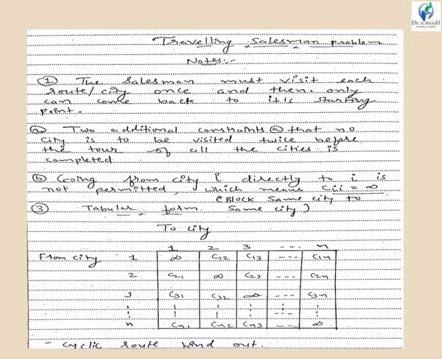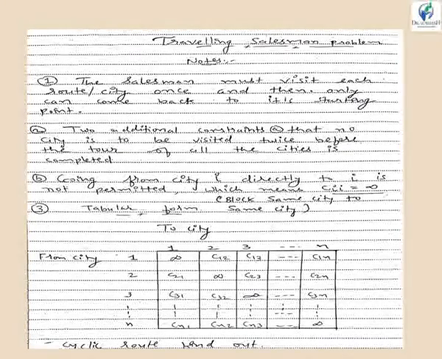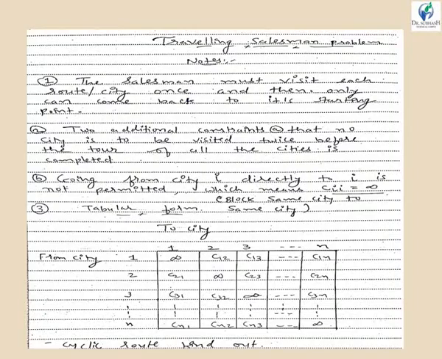So the first note says that the salesman must visit each city only once and come back to its starting point after the completion of all the other cities that are there in the route. For example, there are 5 cities. The starting point is your first city, then he has to visit all the other cities once, and then only he can come back to its starting point. So this is the first note. Whichever the cities are given or whatever the routes are given, irrespective of the starting point, for example, if the starting point is 1, then he will have to visit all the other cities that are given to him, and then only he can come back to its starting point. So this is the first note.